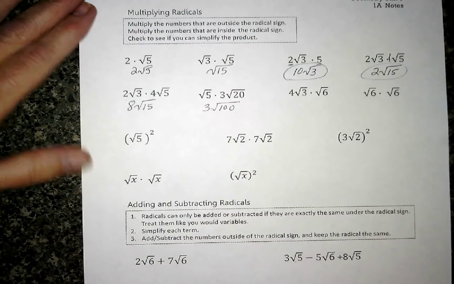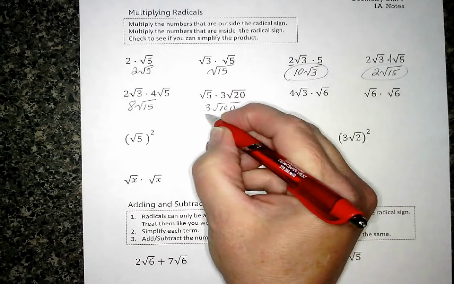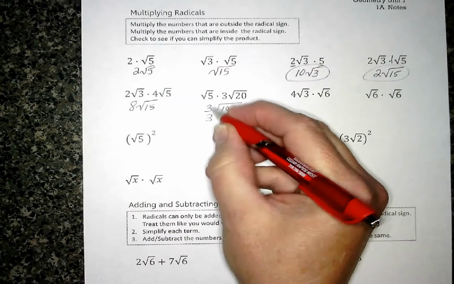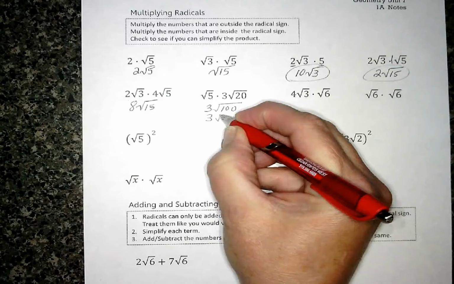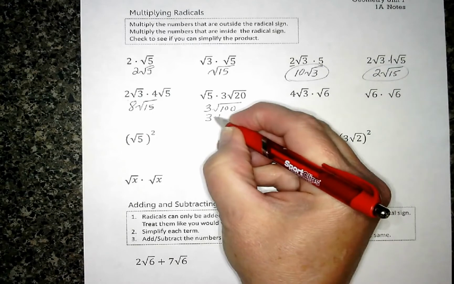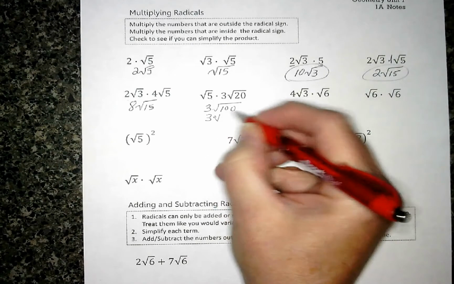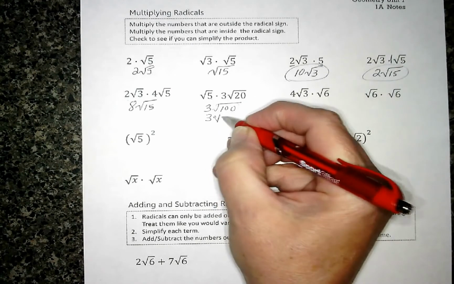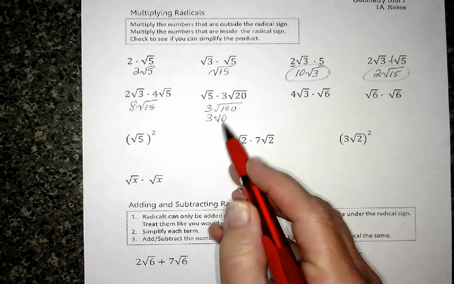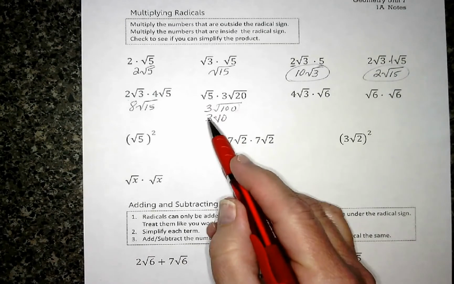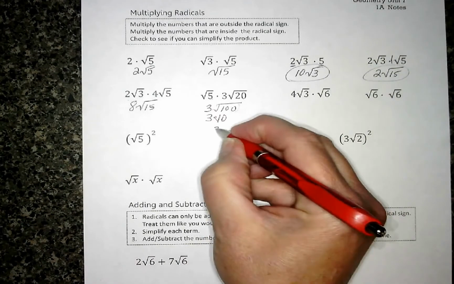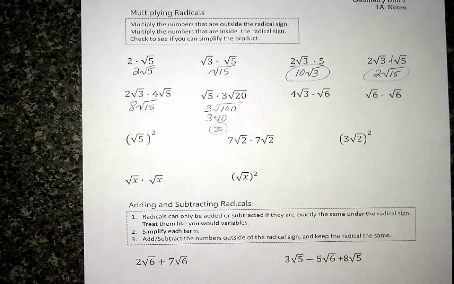I know 100 is a perfect square, so I'm going to break down the 100. Bring this down so you don't forget it. Actually, I don't even need to break it down, do I? Because it's already perfect. So the square root of 100 is just a plain 10. Again, there's no square root over that. So this is 3 times 10, which is 30. Just a plain old 30, no square roots over it.